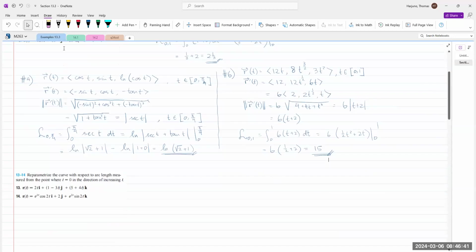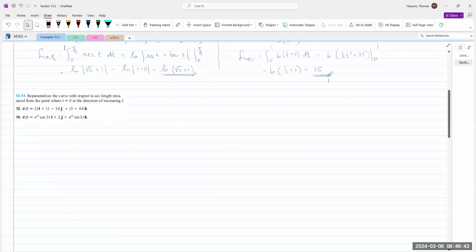Let's go on. Reparameterize the curve with respect to the arc length measured from the point t equals 0. Let's see number 14. We have r(t) equals e to the 2t cosine 2t, comma, 2, comma, e to the 2t sine 2t. Ooh, this is ugly, huh?